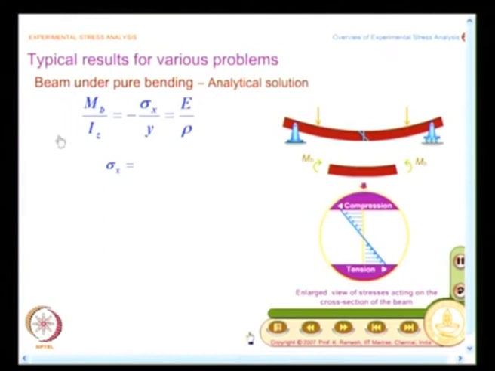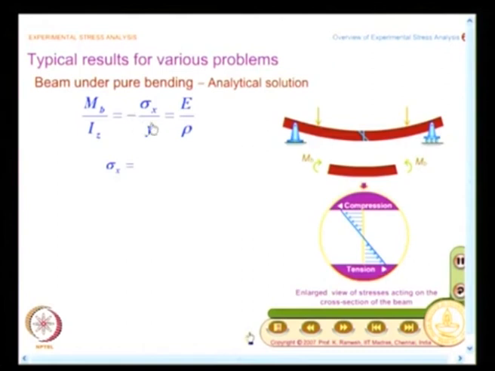Many times people simply say M by I equal to f by y equal to E by R. It is written in a different fashion. Know the difference? It is one and the same. This is much more precise mathematically. We show that this is a bending moment indicated by a subscript b, and the moment of inertia is indicated as I_zz depending on the axis that is chosen for the problem. And when you come to the second term, you also have a sign attached to sigma x. This is minus sigma x divided by y.